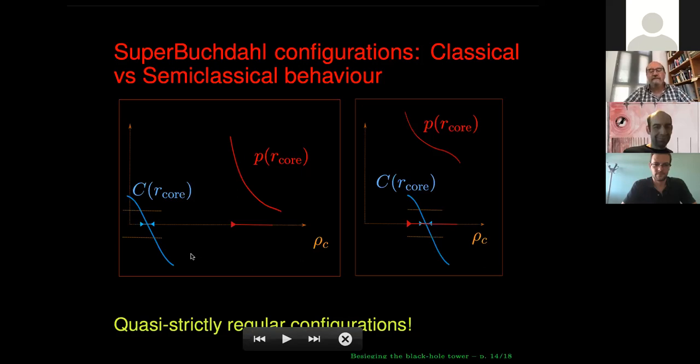The thing is that by changing this parameter, you can make the compactness function sort of regular in a central core. What you need is that the compactness, when you are close to the central core, is very small because it has to match with C equals 0 at R equals 0. So you have a window, this blue window, in which this happens. But then you also need that the pressure is regular at this same core.